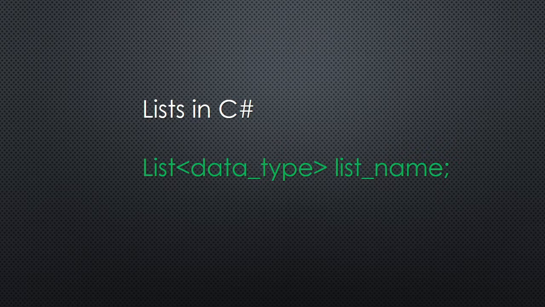And how can I create a list? Simply, I have to use the keyword list, and I have to mention the data type, like integer or object or boolean or whatever data type you are going to store, and then just give it a name and end the line with a semicolon.